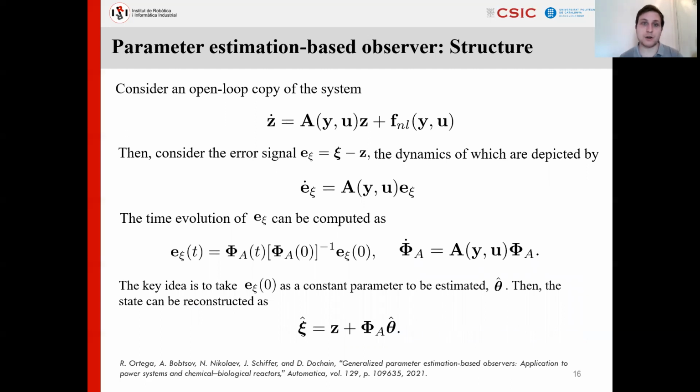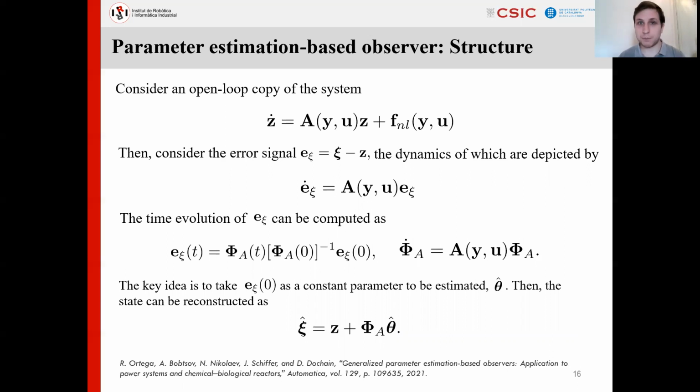The idea is to first take an open loop copy of your system with some state z. And with that, you can define the estimation error between the true value of the states x and the open loop copy z. If you write the dynamics of this estimation error, you get a linear system as depicted in this slide. And as this system is linear, there is actually an analytical solution that is the fundamental matrix multiplied by the initial estimation error. The idea then is to take this initial estimation error as a constant parameter theta hat, that if you are able to estimate it, then you can retrieve the true values of the states using the last equation of this slide. The only thing that remains is how to estimate these parameters theta hat.